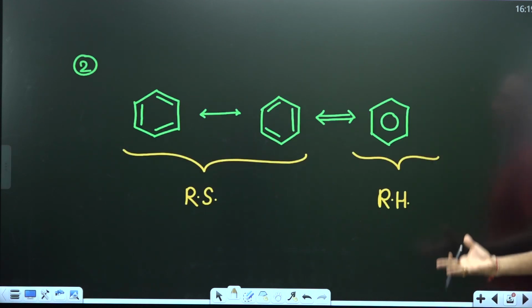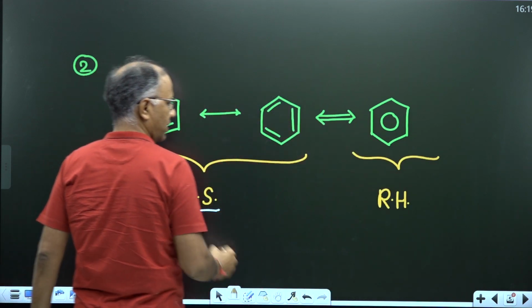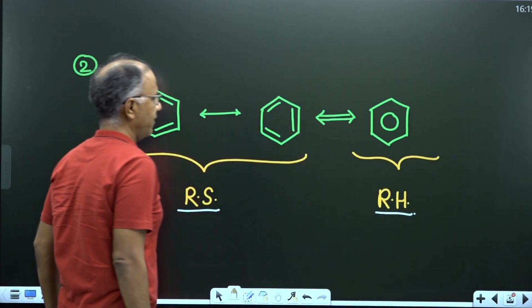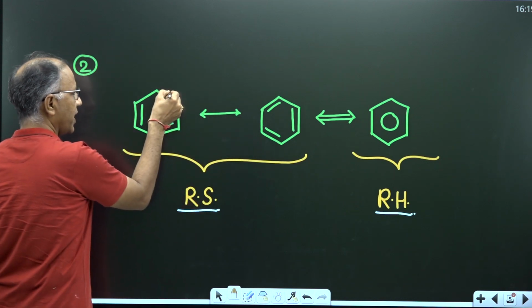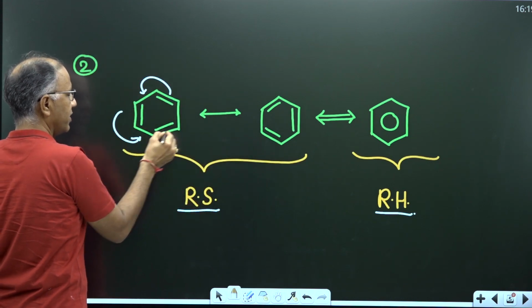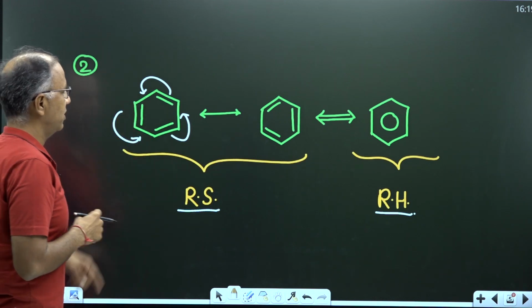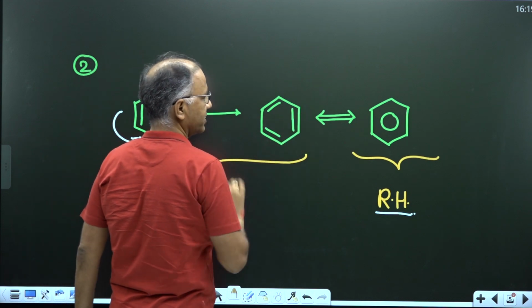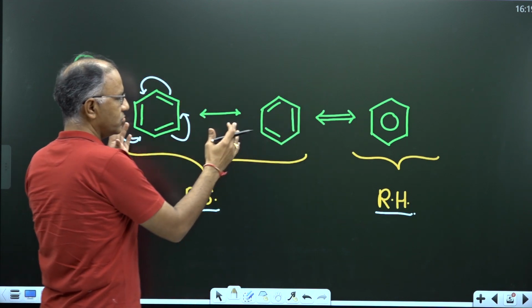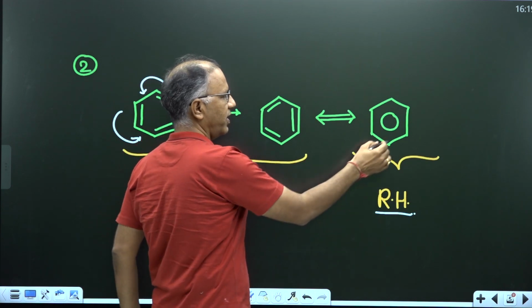Now, let us consider one more famous example, benzene. RS means resonating structure and RH means resonance hybrid. And this arrow represents resonance. Now, this pi bond will move here. This means there is a delocalization of pi electrons. It is known as resonance. After movement of these pi electrons, we will get this second resonating structure. These two resonating structures will contribute to form the resonance hybrid. This is our resonance hybrid.